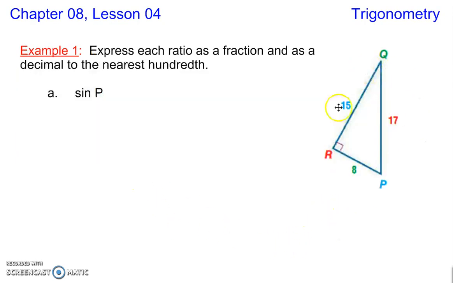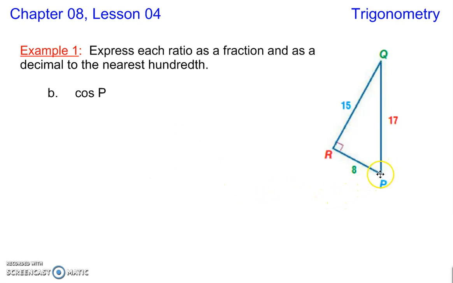So we can figure out angles using this, but first let's look at just straight up the sine. Sine P: express each ratio as a fraction and as a decimal. We want this ratio, sine P. Remember, sine was opposite to hypotenuse. So for P, the opposite side is 15, and the hypotenuse is 17. So 15 divided by 17 is approximately 0.88.